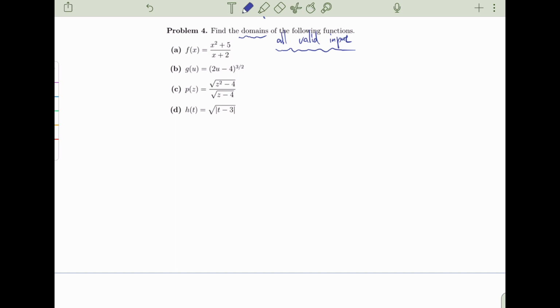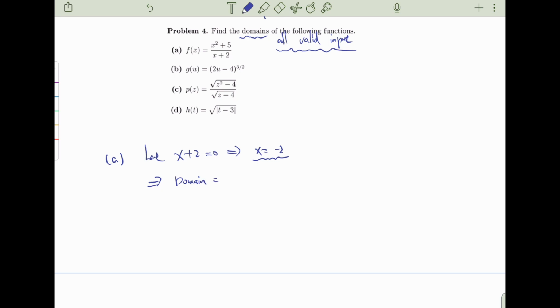Except for that, everything is allowed. So for question A here, we're going to let x plus 2, which is the denominator, equal to 0 and see what kind of value is invalid. So we have x equal to -2, which means x equal to -2 is an invalid value. For the domain, we're going to take the rest of the numbers by just excluding this invalid value, x equal to -2.